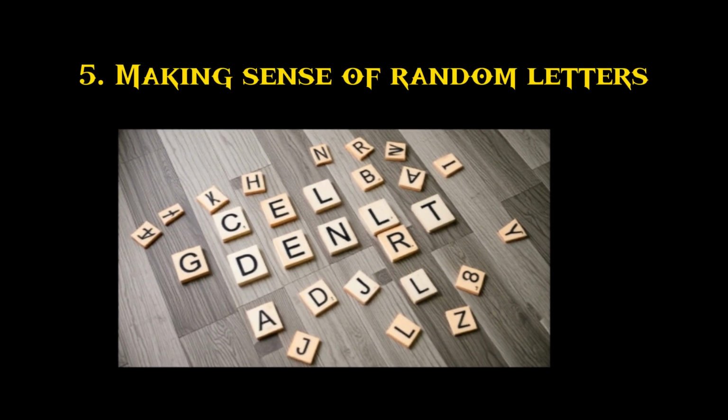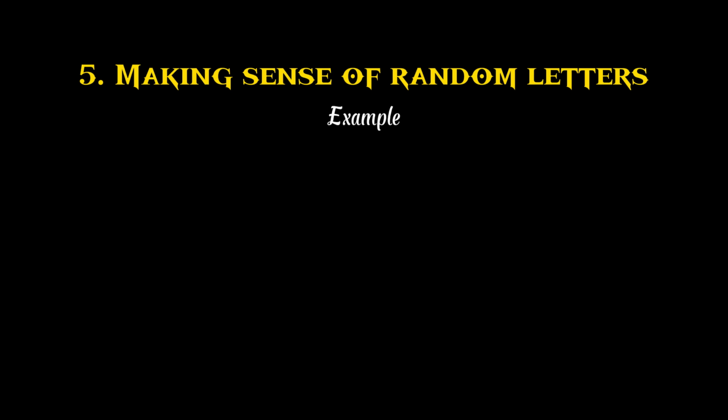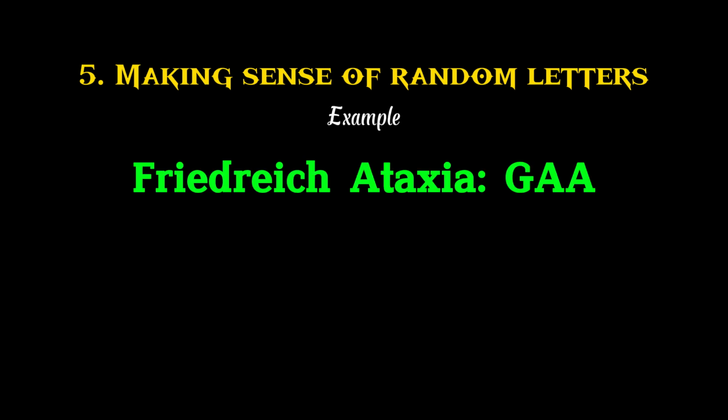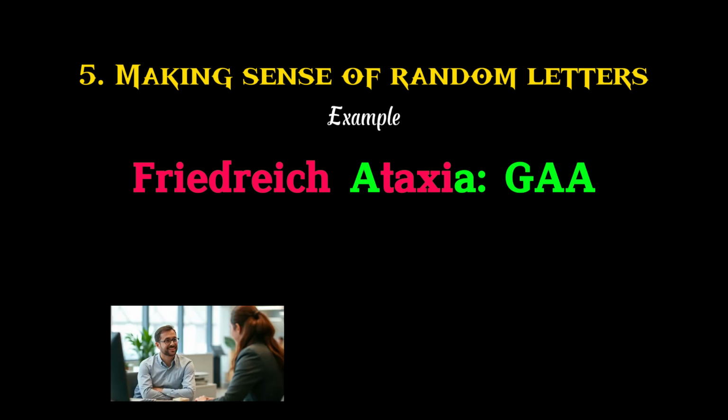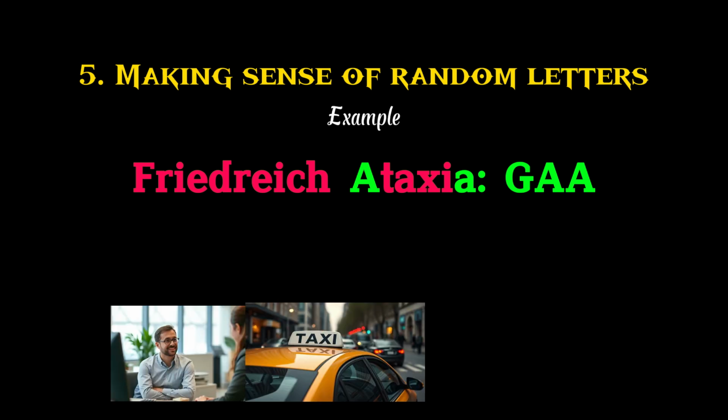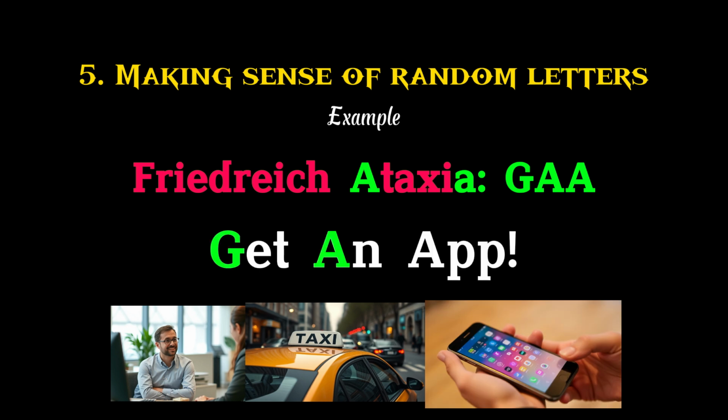The next method of making mnemonics is making sense of random letters. For example, in Friedreich ataxia, the trinucleotide GAA is repeated. A mnemonic can be made here by using the words Friedrich and taxi and making a very small story. Friedrich wants a taxi, and his friend suggests, "Get an app."